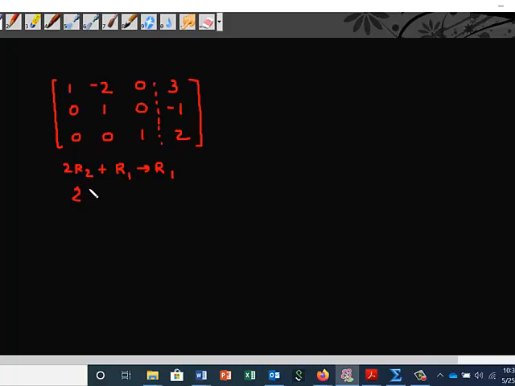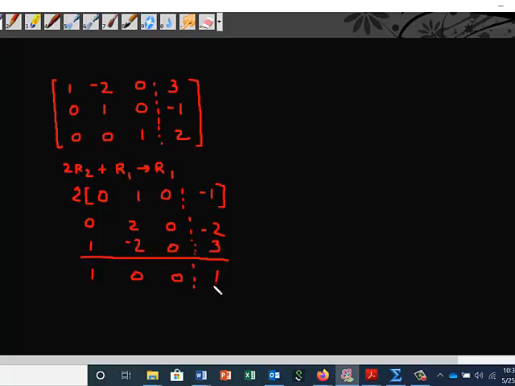So this will be 2 times 0, 1, 0, -1. So that'll be 0, 2, 0, -2. And so we're going to add that to row 1 again: 1, -2, 0, and this is going to be 3. So that's going to be 1, 0, 0. And that's going to be 1.